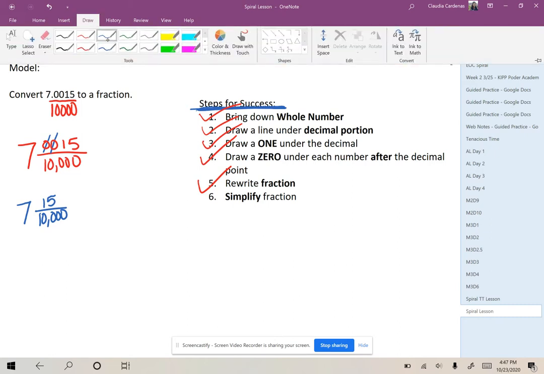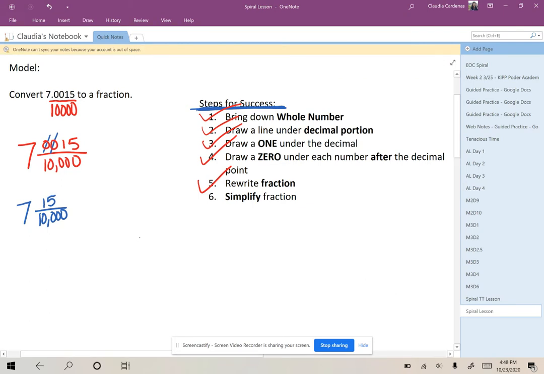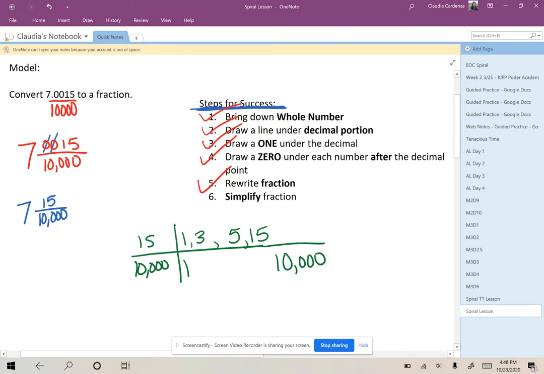And now we need to think to ourselves, what number goes into 15 and 10,000? So I have to just very quickly create a little chart, and I'm going to do the multiples of 15 since 15 is a lot smaller. So I know 1 times 15 is 15, 3 times 5 is 15, and here are our multiples. So I want to see if these multiples can also go into 10,000. So I know 1 times 10,000 is 10,000. 2 times something is also there, but since we don't have a 2 in the 15, we're not going to worry about that. I know 3 doesn't go into 10,000 evenly.